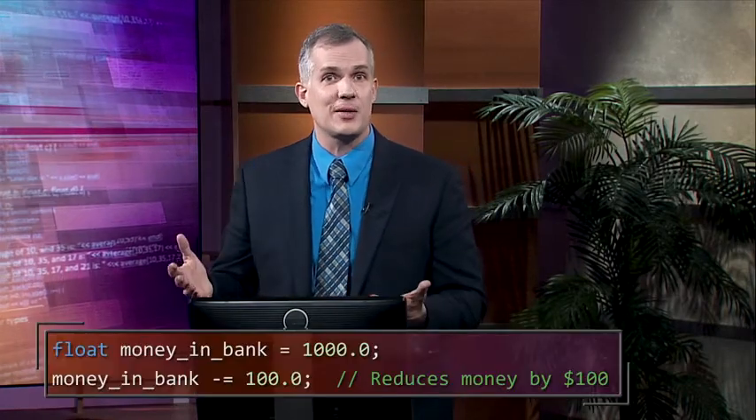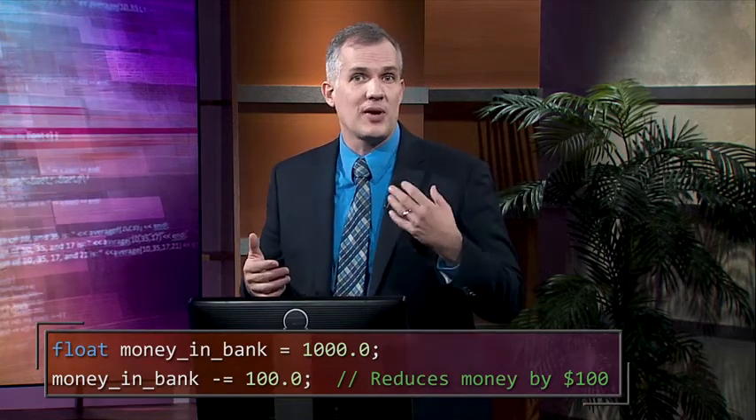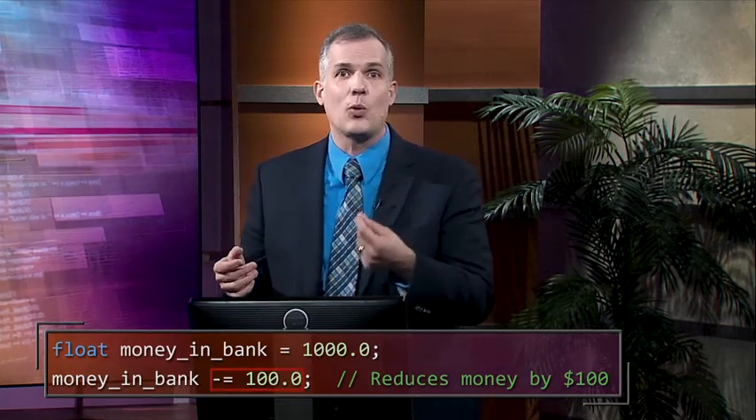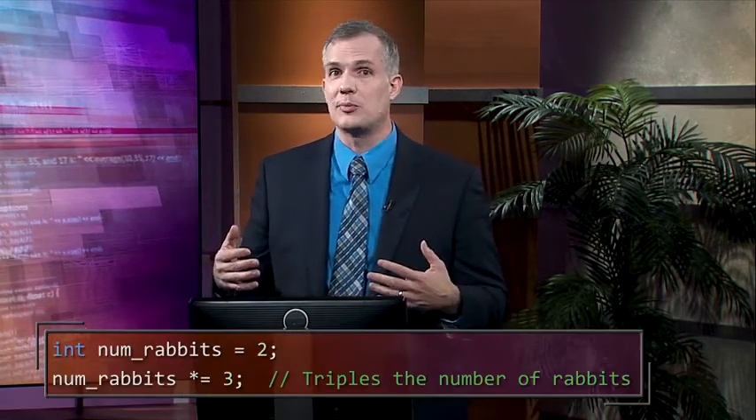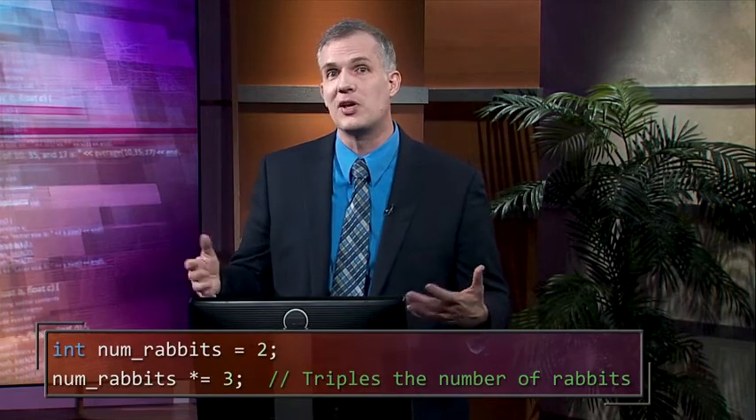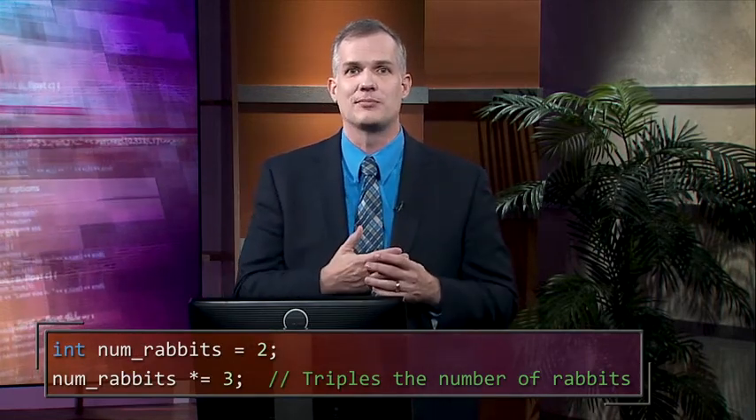It works the same for subtraction. If you have money in the bank and withdraw $100, then your money in the bank is minus equals 100. Multiplication too. If you have rabbits, then pretty soon you may triple your number. In other words, the number of rabbits times equals 3. These compact operators can take any number, but the most common is to increase a variable by the number 1.